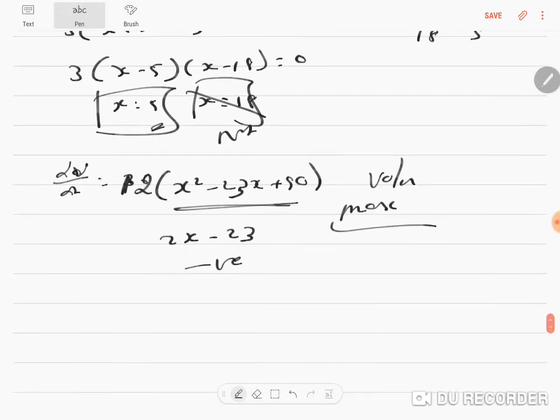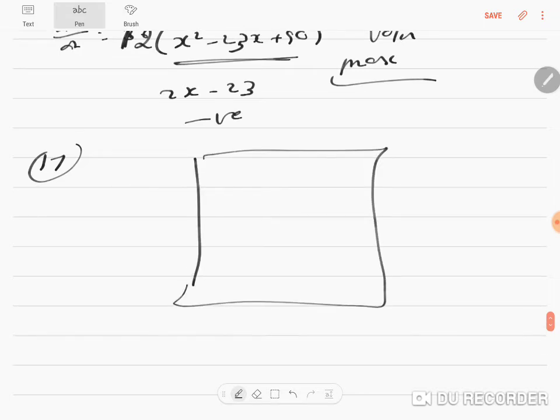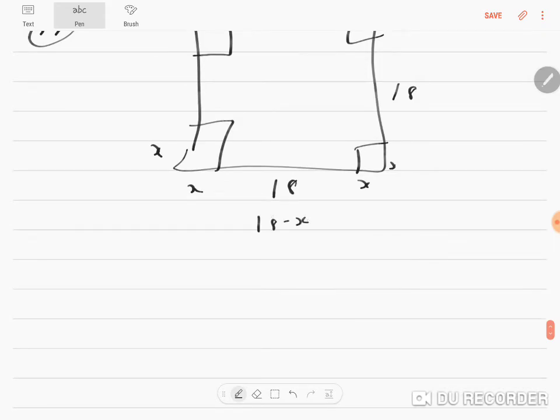So let's go to the 17th question. You have a square piece whose length is 18, meaning this is also 18, from which you are cutting a square piece of edge x. So when you bend it, this will become 18 minus x, and this will become 18 minus x on the side, and the height will become x, and it will become a cuboid with square base. Cuboid but square base.